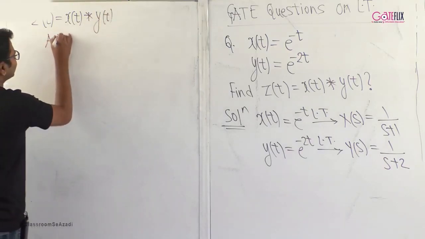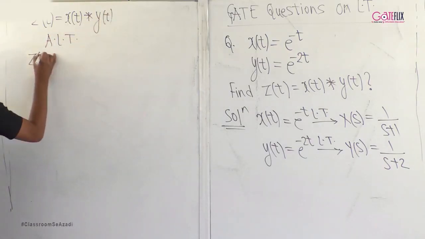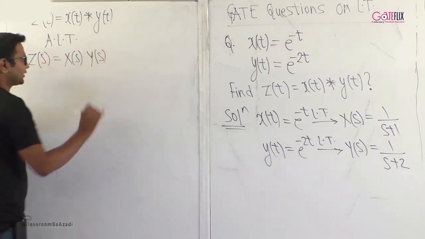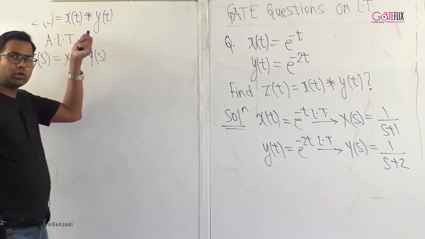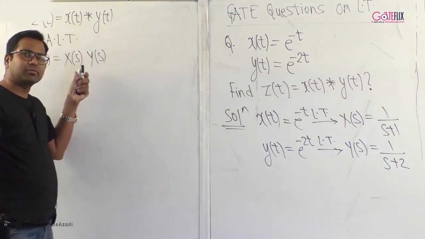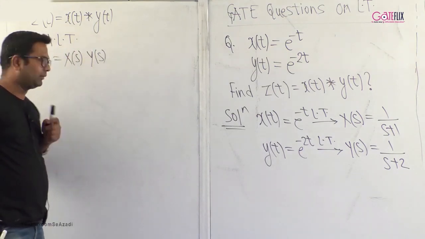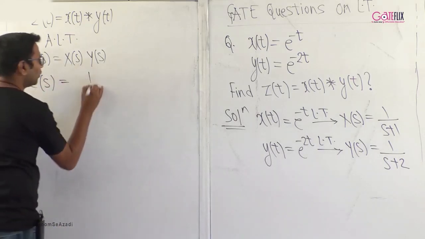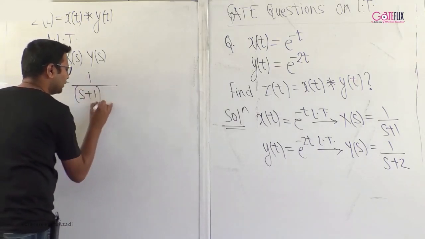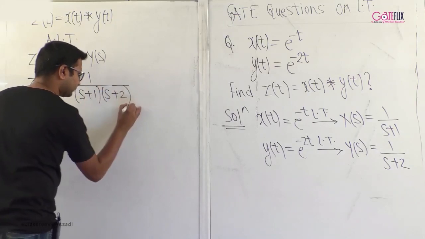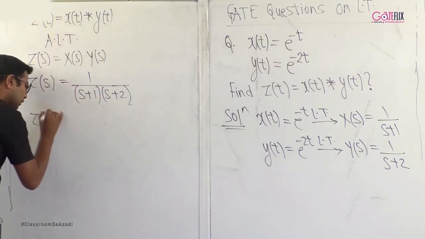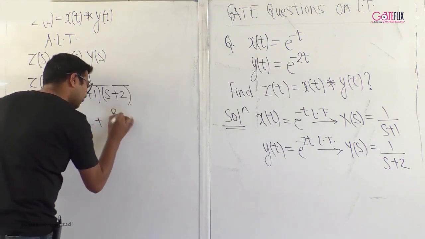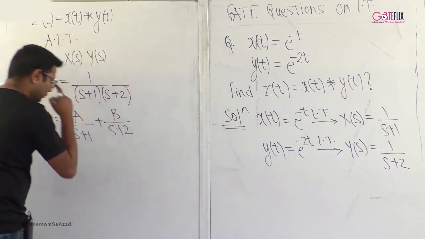If we apply Laplace transform, Z of s will be equal to capital X of s multiplied by capital Y of s. Please note that convolution in time becomes multiplication in the s domain. Therefore, Z of s becomes 1 upon s plus 1 into s plus 2. We will solve this by the partial fraction technique. So, A by s plus 1 plus B by s plus 2.